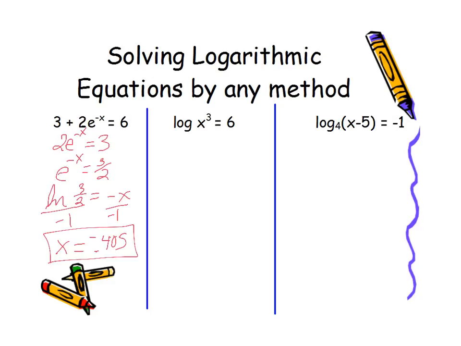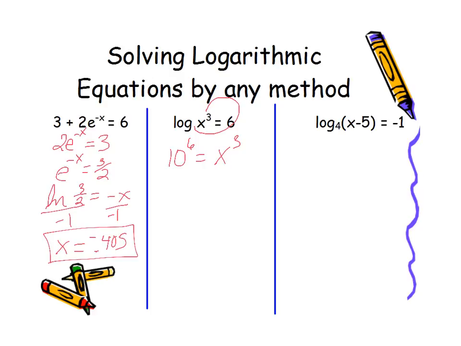Example 2. This one doesn't have too much going on. It's pretty much just a logarithm. It happens to be a common log because there's no base in there. I think we could just switch forms. Just do the big loop. It's a base 10 to the 6th power equals x cubed.